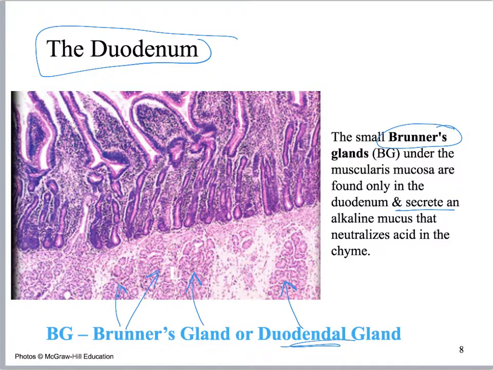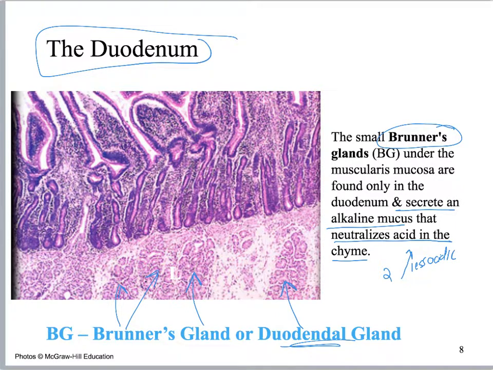They secrete an alkaline mucus that neutralizes the acidity of the chyme. The chyme is the junk coming from your stomach through the pyloric sphincter into the duodenum. If you don't increase the pH, meaning you make it less acidic, all right, because remember, the pH of the stomach is around a 2, and you want to bring it up, okay? You want a higher number, which makes it less acidic.